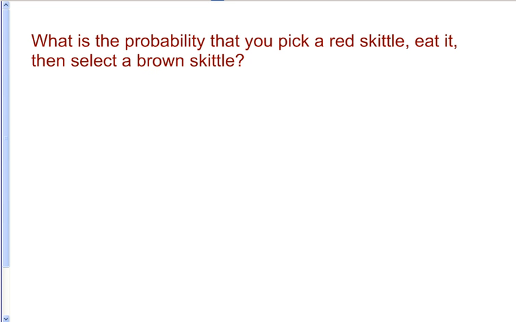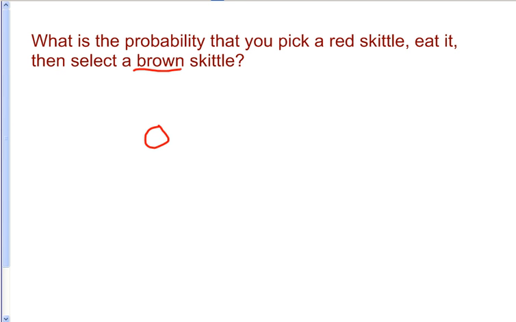What's the probability you select a red Skittle, eat it, and then select a brown Skittle? So the probability of this is just 0. The reason why is there are no brown Skittles. So you don't really have to go through any math. I recognize there are no brown Skittles, so the probability of this one is just 0.